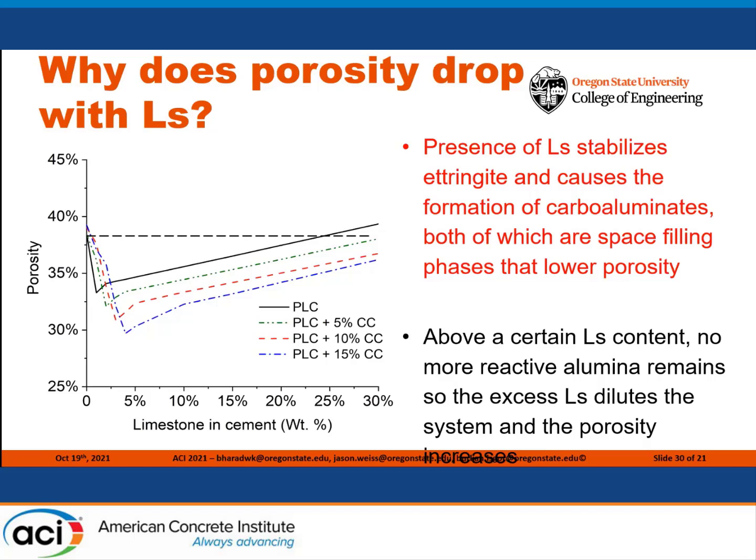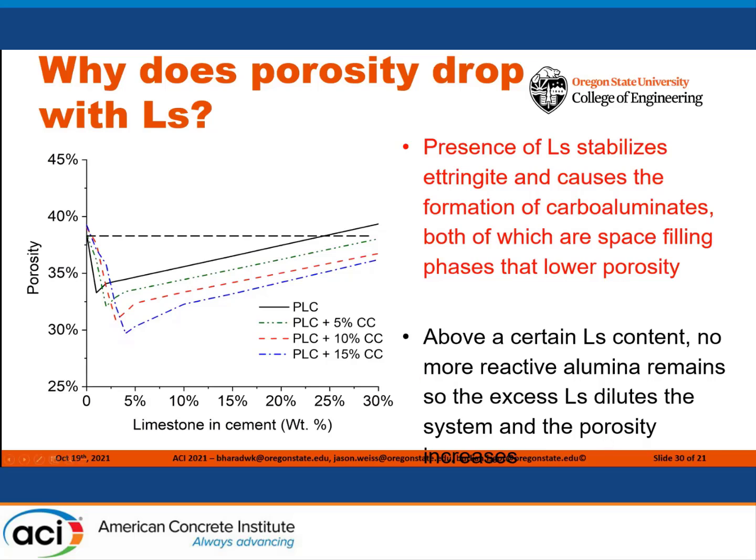Above a certain limestone content, however, there's no more reactive alumina in the system, so the excess limestone dilutes the system and increases the porosity. That's exactly why when you have more reactive alumina in the system, the porosity decreases further and you can add more limestone to the system because you form more ettringite and more carboaluminates.